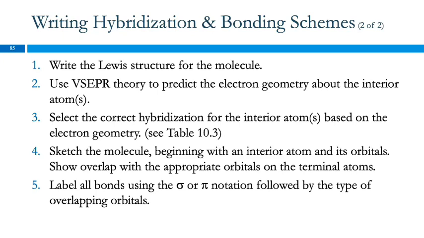So, to write hybridization and bonding schemes, we're going to start with the Lewis structure for the molecule. We're going to use VSEPR theory to predict the geometry. We're going to select hybridization based on the interior atoms. Again, we're looking at how many electron groups, and then we get our fingers out and figure out what the hybridization is. And then, I'm not going to make you do this for an exam or anything, in large part because I don't want to have to evaluate your drawings, but then you would sketch the molecule starting with the interior atoms and its orbitals, and then show how it overlaps with the terminal atoms.